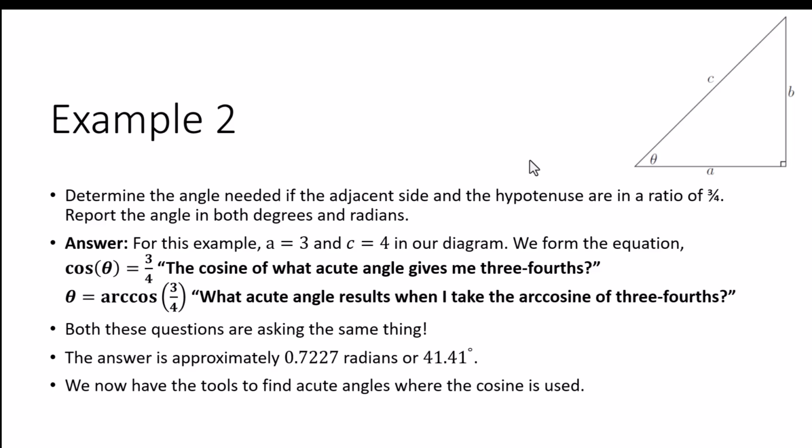We can write this in the arc cosine notation and say that theta is equal to the arc cosine of 3/4, which again asks what acute angle results when I take the arc cosine of 3/4. Again, both these questions are asking the same thing. Now, using our technology, the answer will be approximately 0.7227 radians, or 41.41 degrees approximately. So now we have tools that will help us find acute angles where the cosine is used.